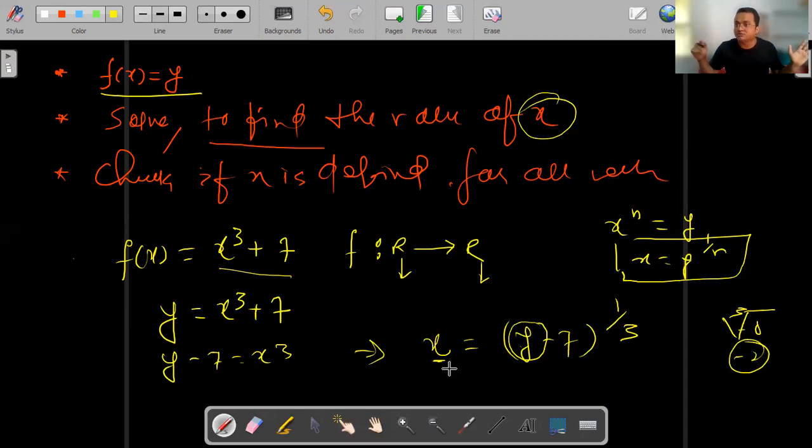All R means real numbers. So whatever real number you put for y, x is defined here. So you can say that it is an onto function. Is it clear? If it is not clear, it's okay, I am taking one more example.